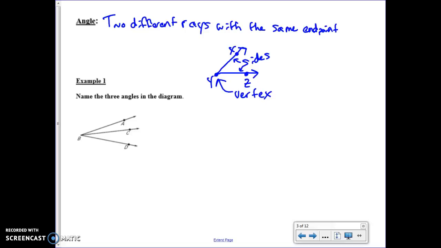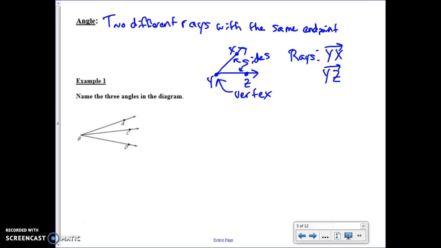Our angle is made up of two rays, as our definition tells us. So those two rays are YX. Remember that we have to go from endpoint to arrow. And then YZ, two rays with the same endpoint, point Y, that's also our vertex.